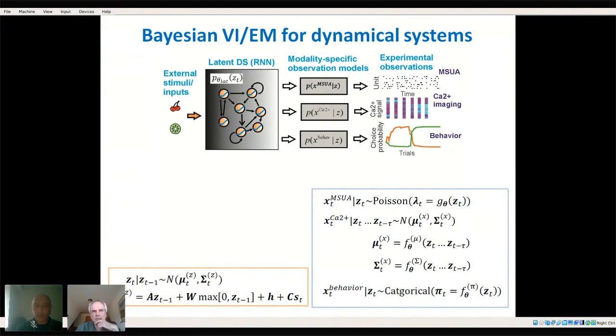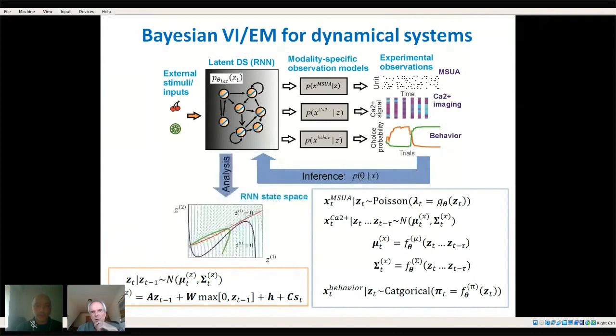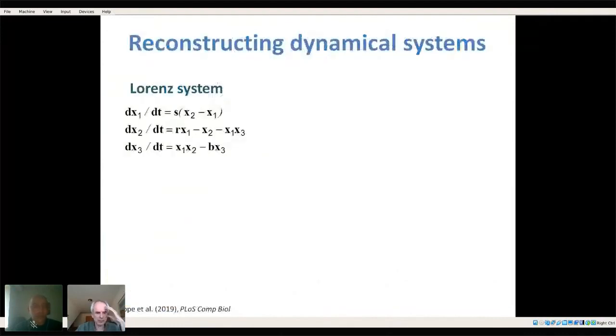And then the idea is, we'll have for that Bayesian variational inference algorithms in place, and also expectation maximization algorithms, by which we then, from all the measured modalities that we simultaneously observe, infer the latent states and/or the system parameters. Once we have that, we can analyze the recurrent neural networks using the other tools that we have developed. So let me give you one specific example.